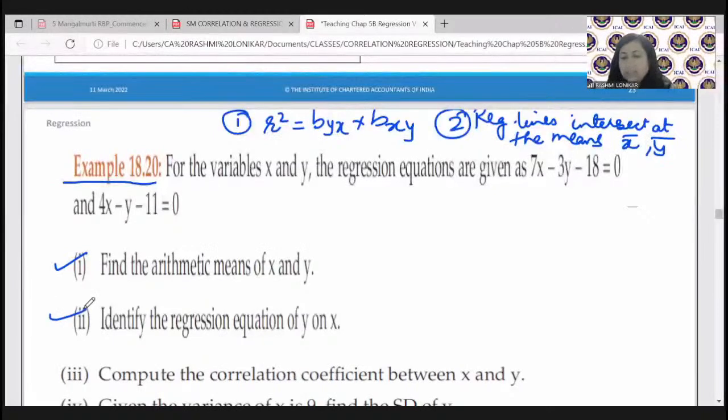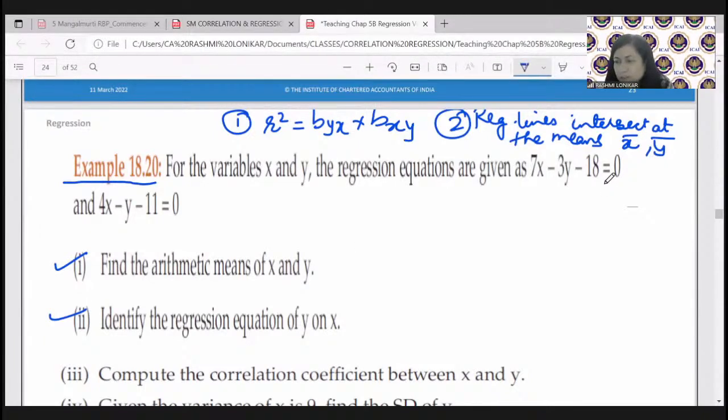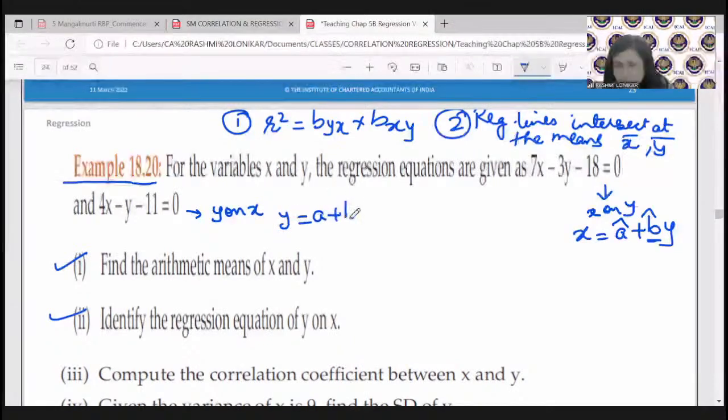Second, identify the regression equation of y on x. How do I do it? I will rewrite the equations. I will just assume let this equation be x on y. If this is x on y, it should be written as x is equal to a cap plus b cap y. In this format I write it down. From there I will get the value of b cap. This will become y on x. This is just an assumption. Then it will be y is equal to a plus bx.